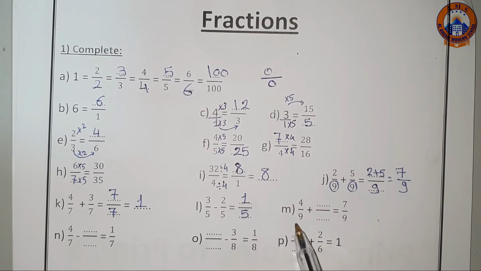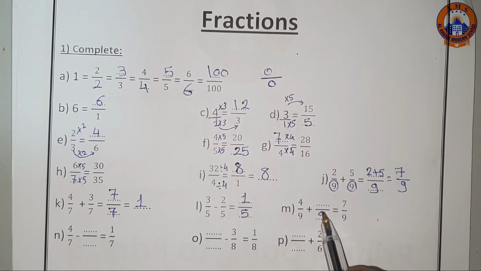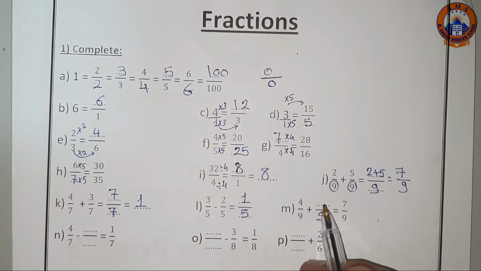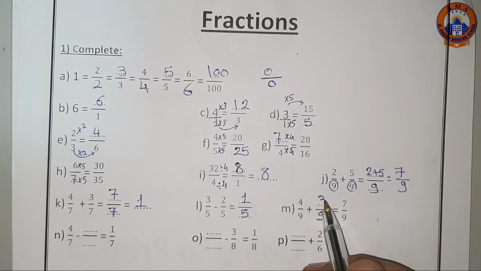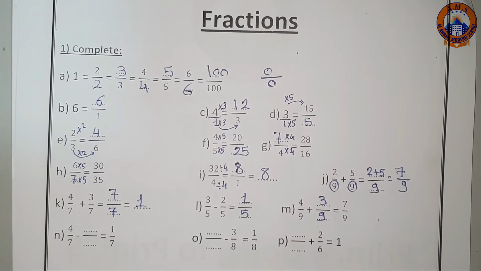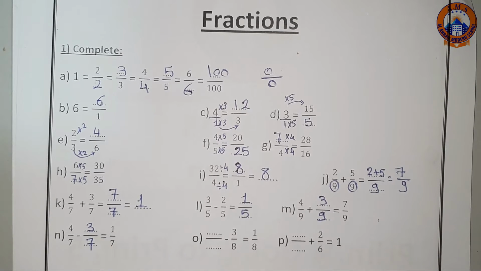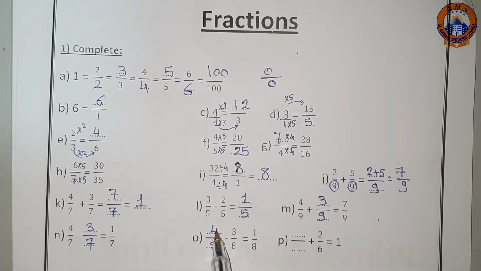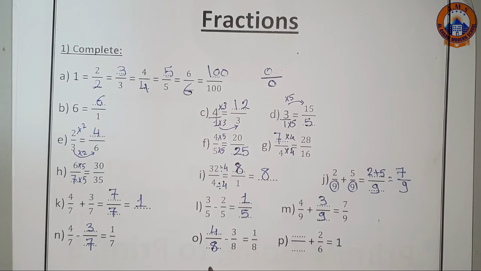Now in M, we have a denominator 9. I'm gonna put 9 here. So 4 plus what equals 7? It's 4 plus 3. 4 over 7 minus, we're gonna put a denominator 7. 4 minus what equals 1? It's 4 minus 3 equals 1. We have a denominator 8. And we have 4 minus 3 equals 1.